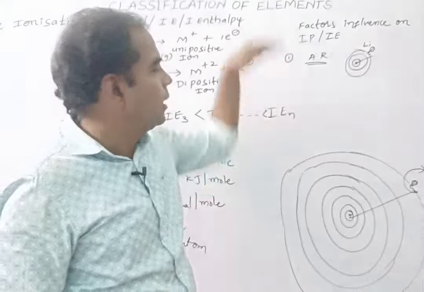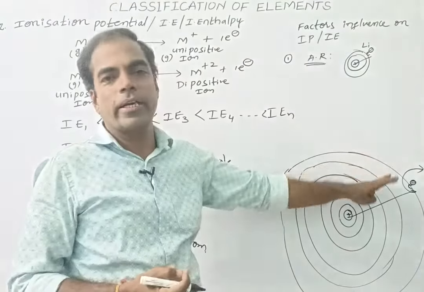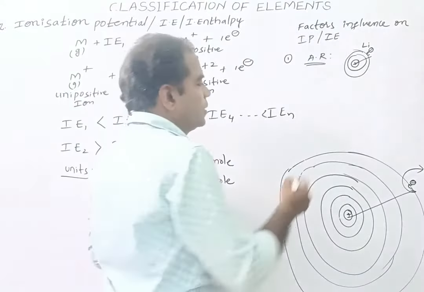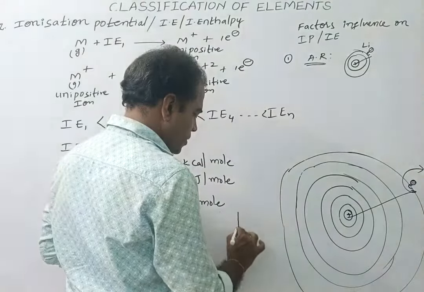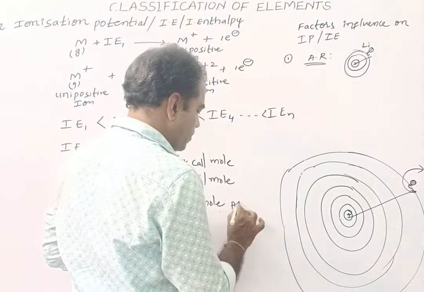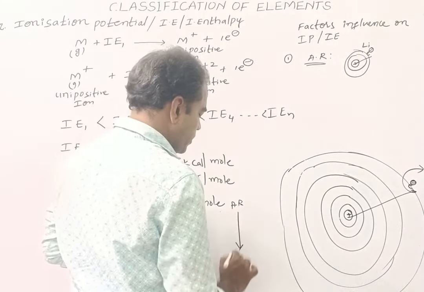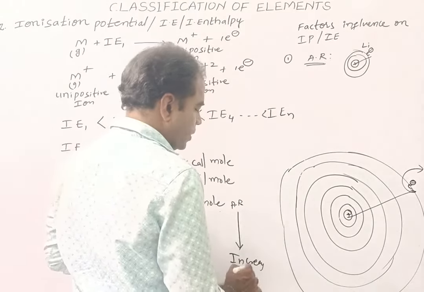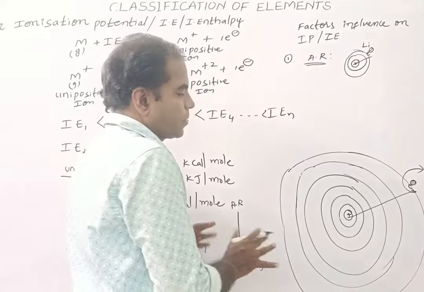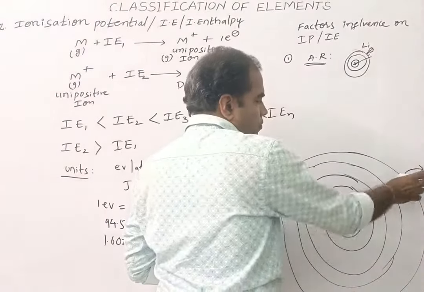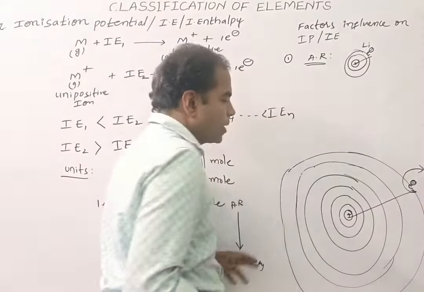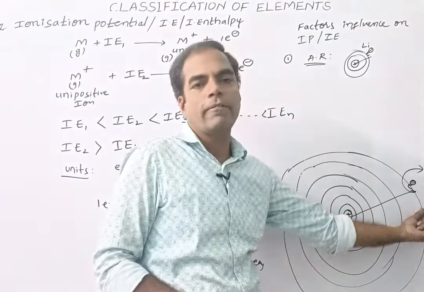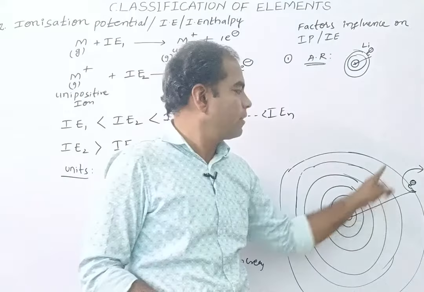Down the group, as the atomic radius increases, ionization potential decreases. Right? Down the group, atomic radius, what happened? Increases. When atomic radius increases, ionization potential, IP, what happened? Down the group, atomic radius increases. There is a large distance, less nucleus force of attraction over the valence shell electron. Why? Because more number of shells, a large distance between the nucleus and valence shell electron. So it requires less energy.